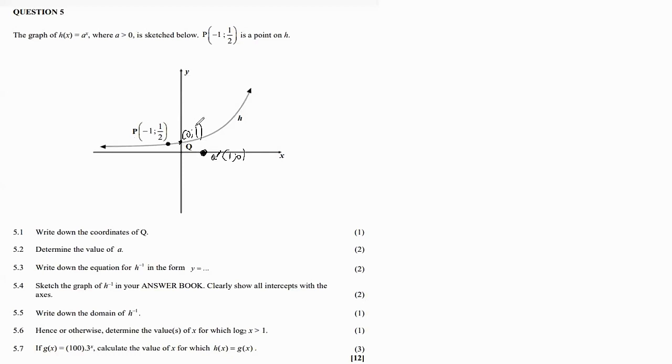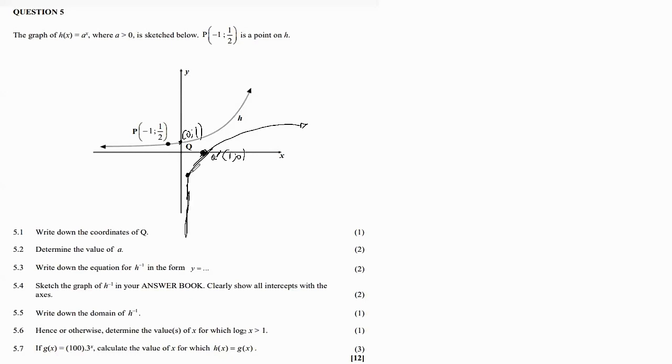If we have this coordinate here and we swap them, they should become +1/2 to -1, which can be somewhere here. Now note that our asymptote here is the x-axis. But if we are to do the inverse, the logarithmic graph, then our asymptote should now be the y-axis. So my graph will look something like this.